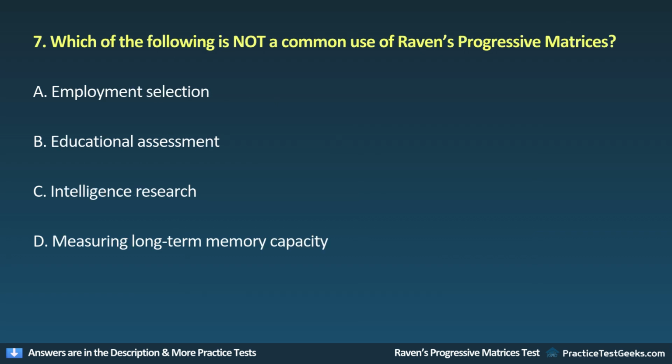7. Which of the following is not a common use of Raven's Progressive Matrices? A. Employment selection. B. Educational assessment. C. Intelligence research. D. Measuring long-term memory capacity.